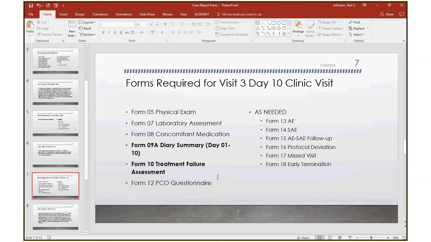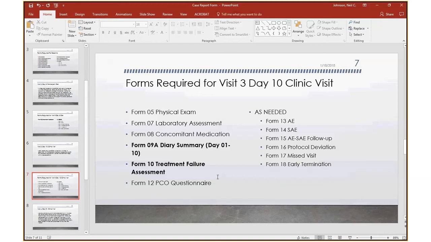Forms required for Visit 3, Day 10 clinic visit. Form 5, physical exam. Form 7, laboratory assessment. Form 8, concomitant medication. Form 9A, diary summary, day 1 through day 10. Form 10, treatment failure assessment. Form 12, patient-centered outcome questionnaire. As needed, Form 13, adverse events.